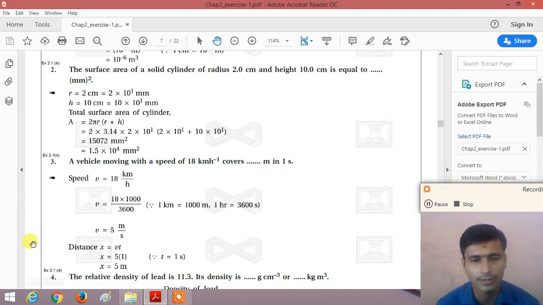So according to the formula, speed is equal to distance divided by time. So distance is equal to speed into time. Here we calculate the distance covered by the vehicle in 1 second. So time t we take as 1 second. With v 5 meter per second and t 1 second, we get the answer 5 meter. So if the speed of the vehicle is 18 km per hour, the vehicle travels a distance of 5 meter in 1 second.